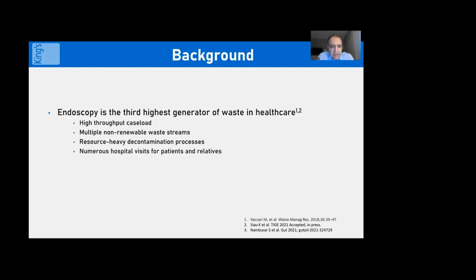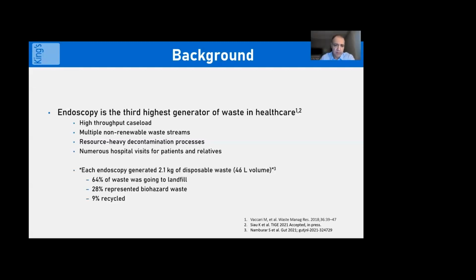To start, the background is that endoscopy is the third highest generator of waste in healthcare, and that's plastic waste. There's good reasons for that. We have thousands and thousands of cases every year in the average endoscopy unit. The consumables and equipment that we use is non-renewable in large part, or at least we think it is. The decontamination of our equipment is resource heavy. And we ask our patients to come backwards and forwards to the hospital several times during the course of their pathway. It's been estimated that each endoscopy then generates around 2 kilograms of disposable waste, and that's per endoscopy.